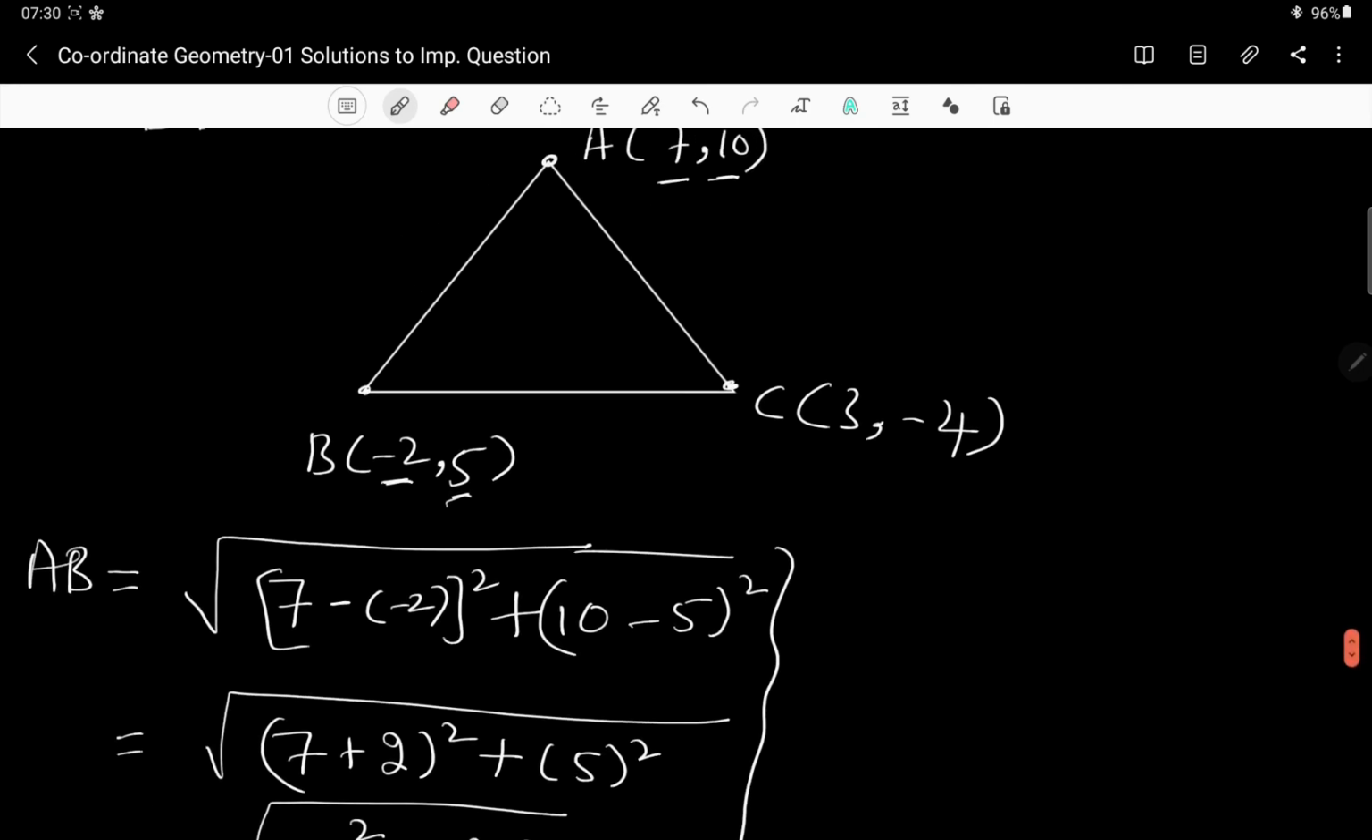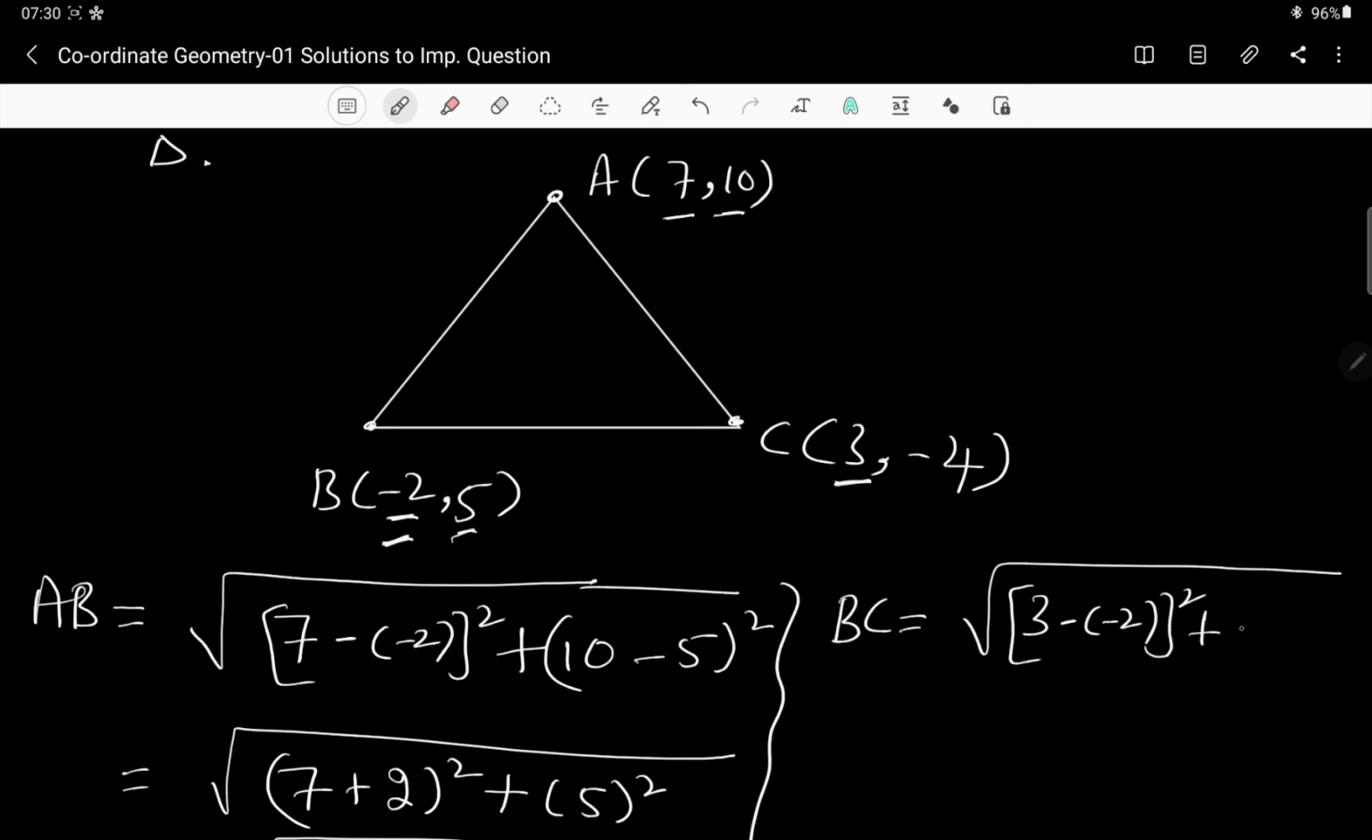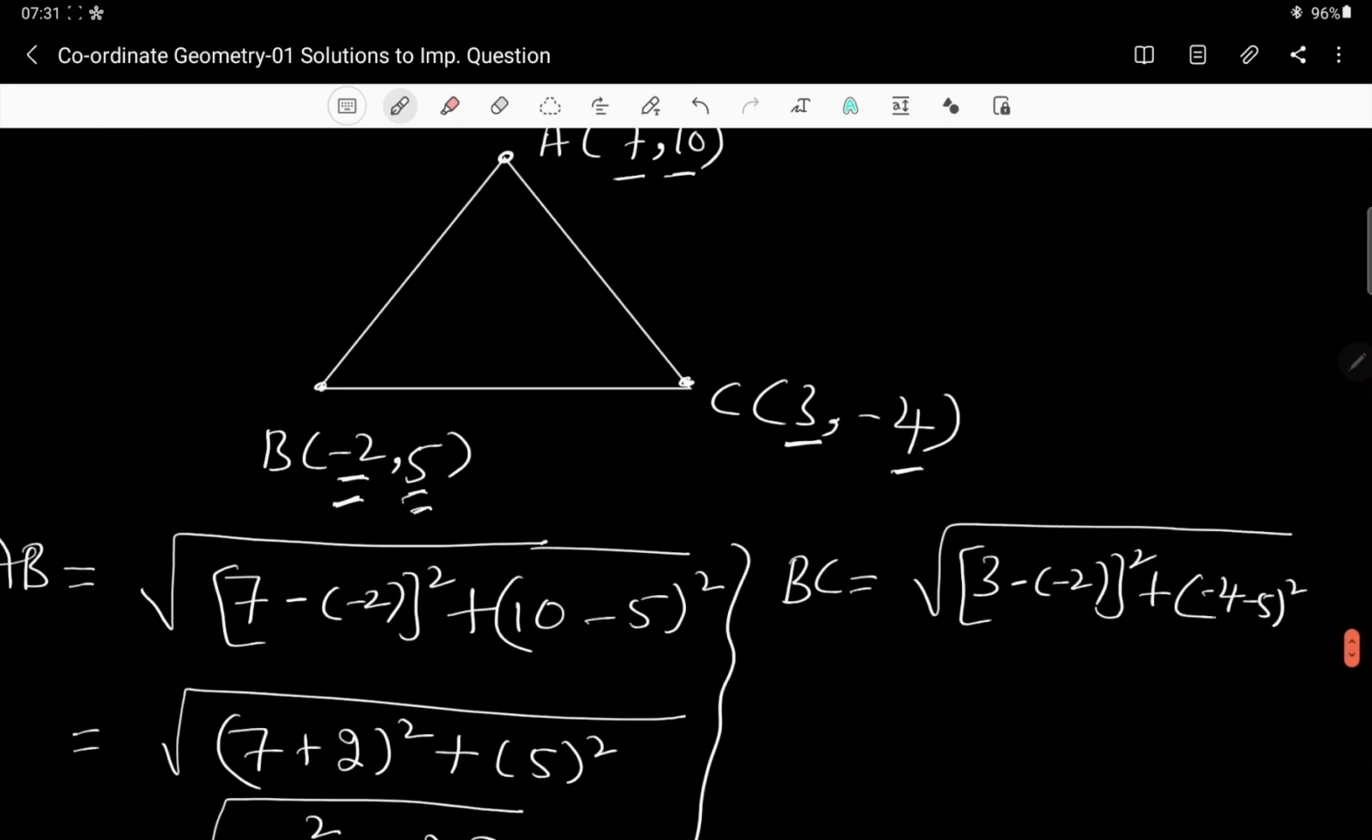Now after that, let us try to find out this BC also. So BC is equal to under root, you can directly do here. What is that? 3 minus of minus 2 whole square plus minus 4 minus 5 whole square. I hope you are getting what I am writing here. Then that is equal to under root 3 plus 2 whole square, right? Then plus minus 4 minus 5 is minus 9 whole square.